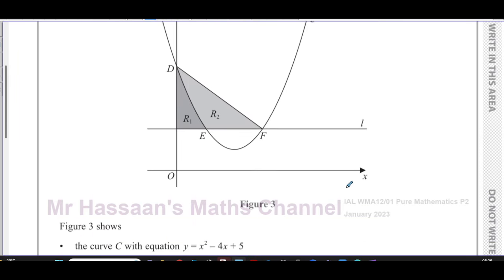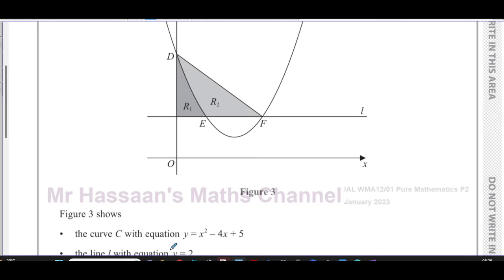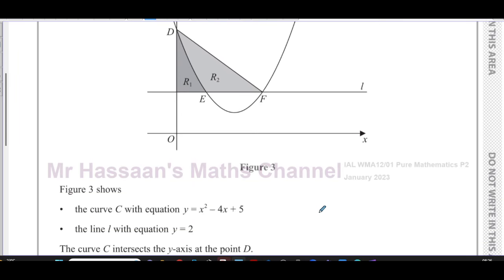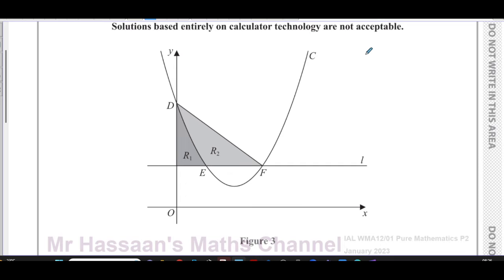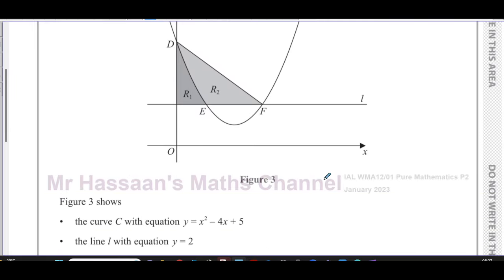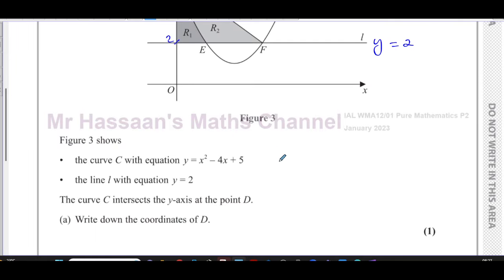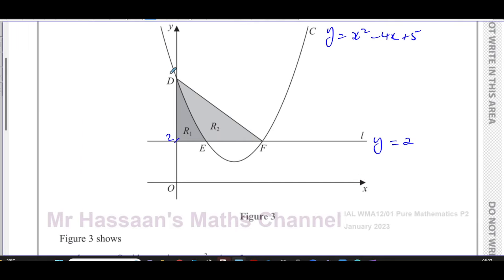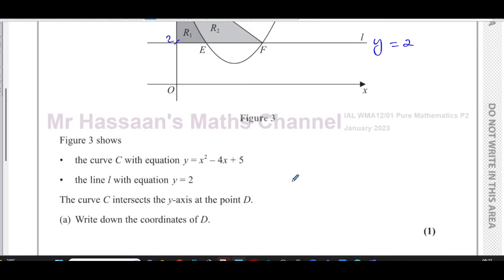All right, so now here we have a figure which shows a curve C with the equation y equals x squared minus 4x plus 5, which is, of course, this quadratic. And the line with the equation y equals 2, well, that must be this horizontal line. So that means it's passing through the point 2 on the y-axis. And the curve C intersects the y-axis at the point D, so that's the y-intercept of this curve. So part A of the question says, write down the coordinates of D.